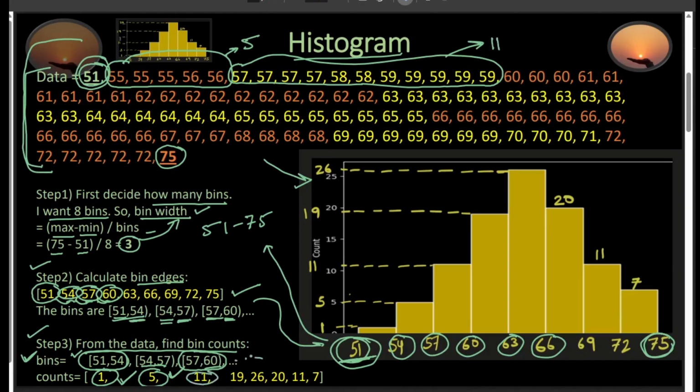And you can keep going like this. This is how I'm plotting these numbers. So my 1 right here tells me how many elements are between 51 to 54. 5 refers to how many elements are between 54 and 57. 11 right here refers to how many elements are between 57 and 60, and I just keep going like this. So this is how I came up with 11, this 19, and 26. And this is how this histogram is plotted.